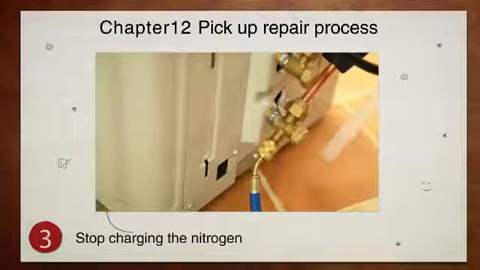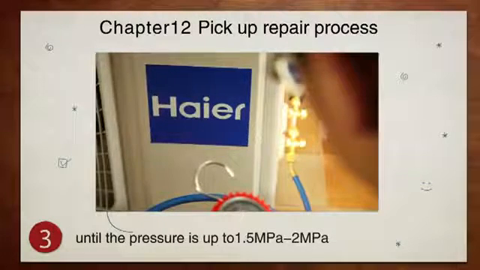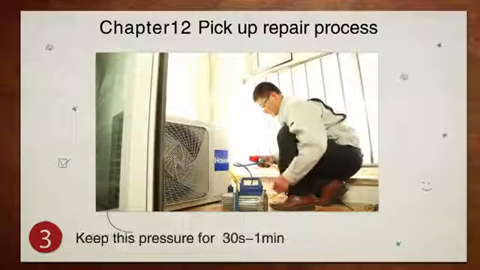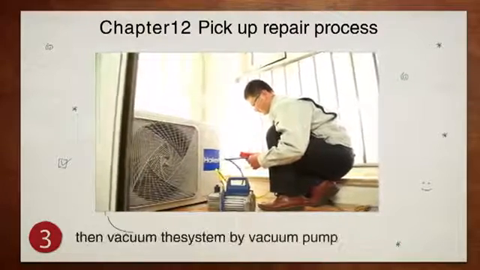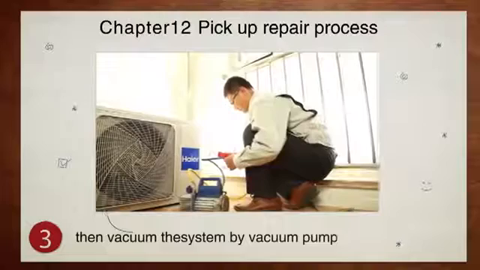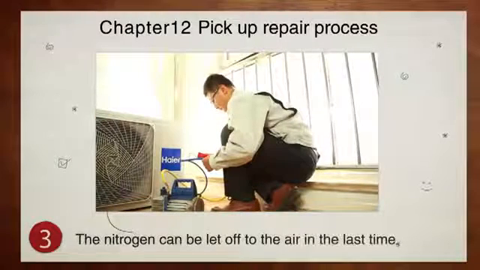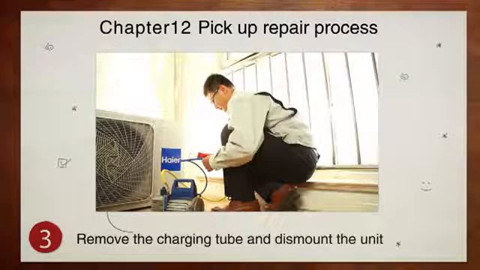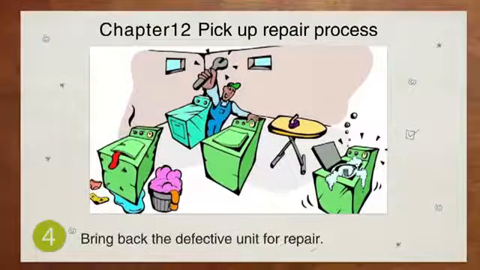Stop charging the nitrogen until the pressure is up to 1.5 MPa to 2 MPa. Keep this pressure for 30 seconds to 1 minute. Then vacuum the system by vacuum pump. Repeat above operation 2 times. The nitrogen can be let off to the air in the last time. Remove the charging tube and dismount the unit. Number 4. Bring back the defective unit for repair.